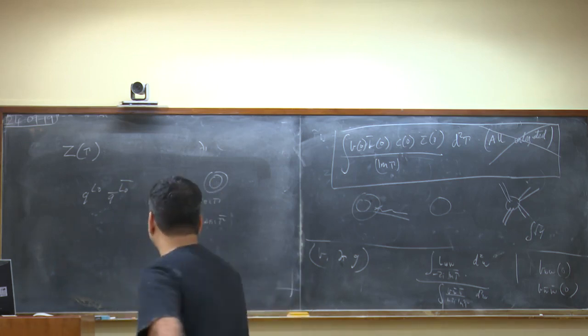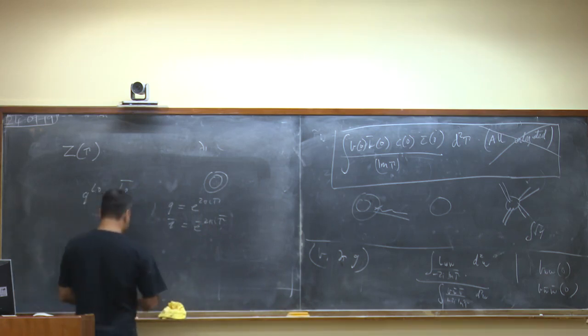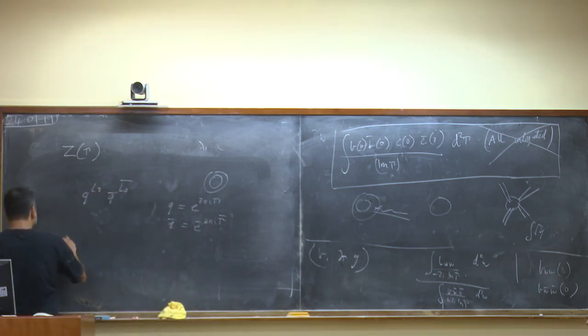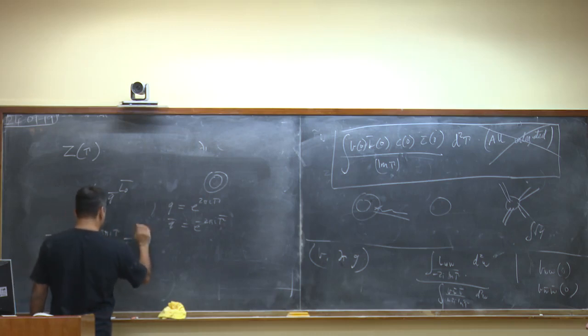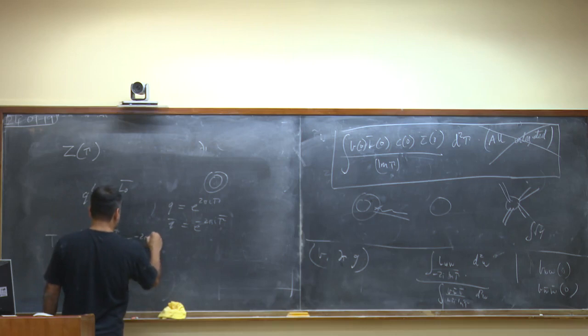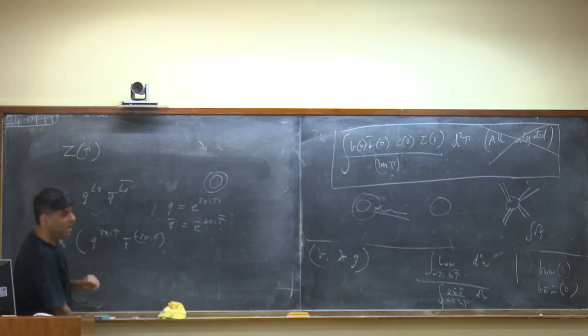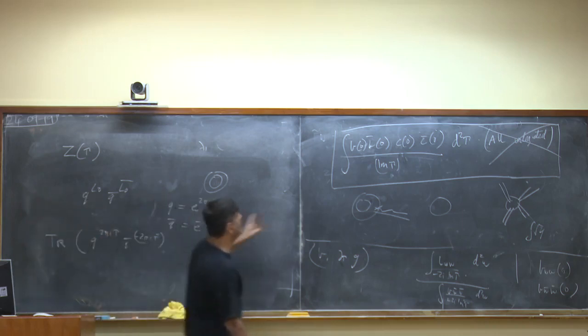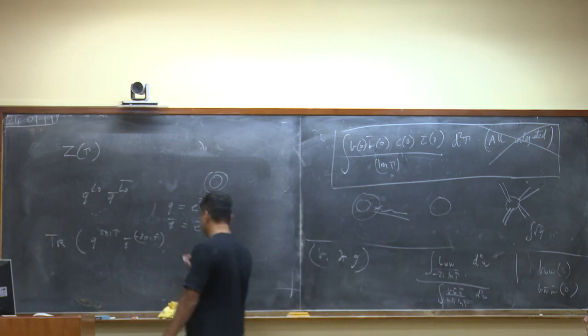So what we're supposed to do is to compute the trace of q to the 2 pi i tau, q bar to the power minus 2 pi i tau bar, times, now we mustn't forget that these are there, so we'll put those in.